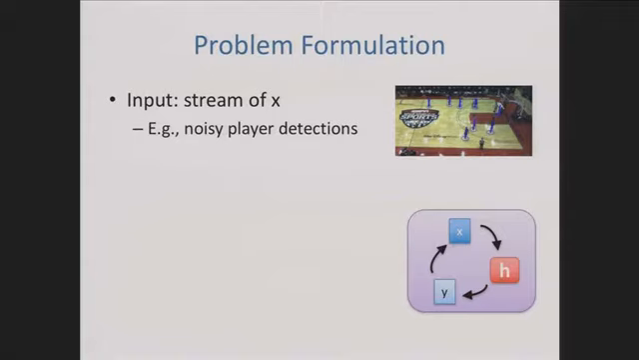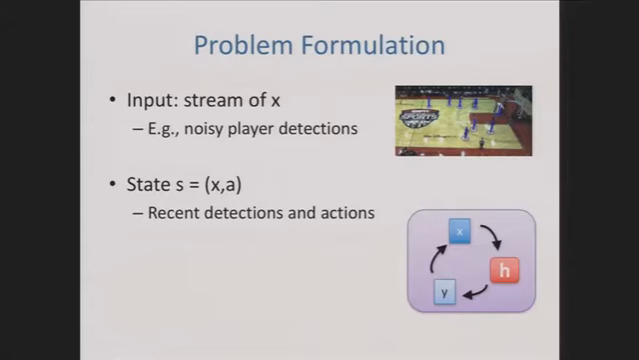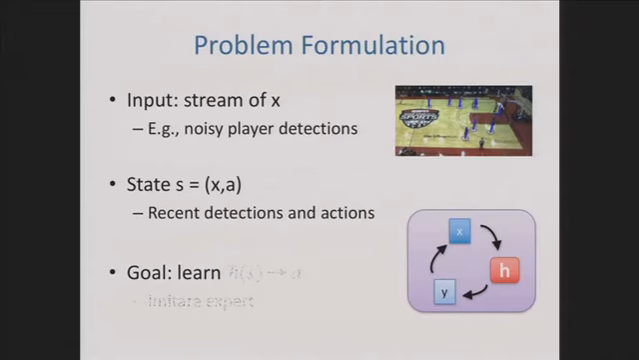Anyways, so here's the problem formulation. So we're given a stream of input, a context X, and you could think of X as noisy player detections. And you could think of a state as a pair of X, A, which is recent player detections and the recent actions or the internal states of the policy, which in this particular case is where the camera is pointed. That's what A represents. And without loss of generality, this can extend to sort of long windows of histories rather than just a single frame. And then the goal is to learn a policy, H, that maps states to actions, where actions is where to point the camera, in such a way that imitates expert demonstrations.